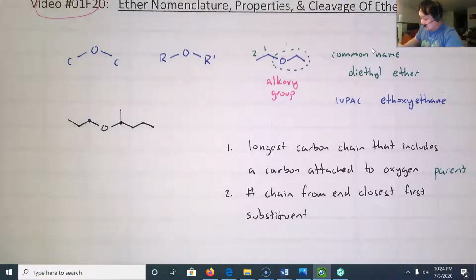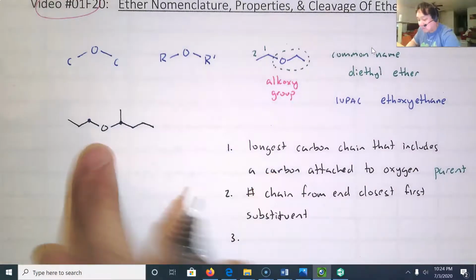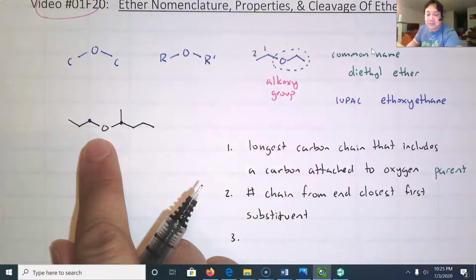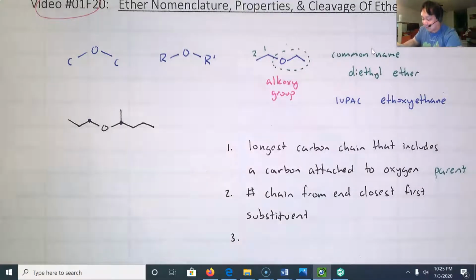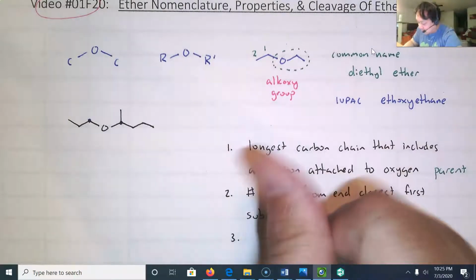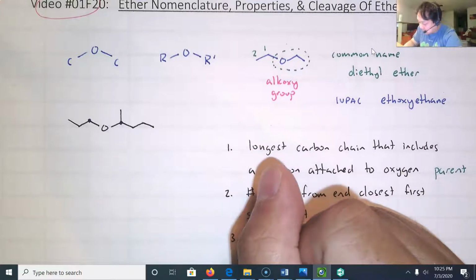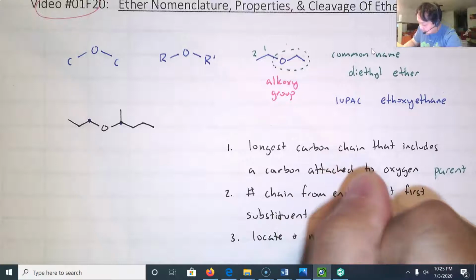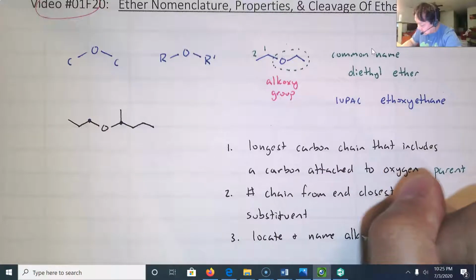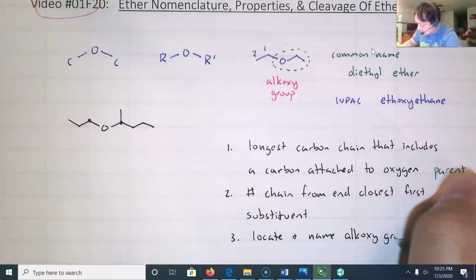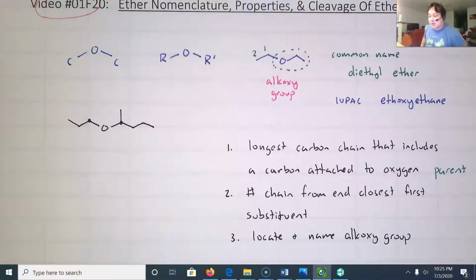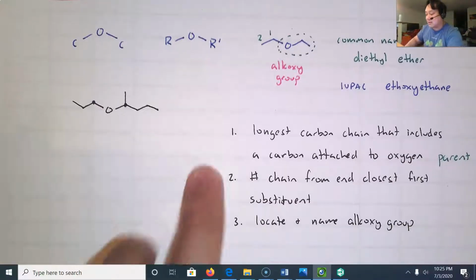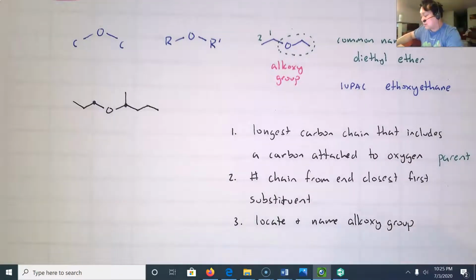Okay? Number 3, we're going to name the other group, the substituent that has the oxygen, as an alkoxy group. I'm just going to put here: locate and name alkoxy. We're going to do other examples, and we'll add more rules if it's necessary, but these 3 rules should get us through most of the types of naming that we have to do for ethers.